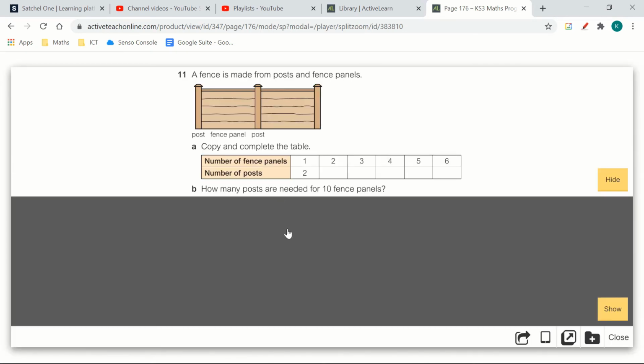Okay, so question 11, we've got fence posts and fence panels. So we've got a post and then a panel and then a post. So the number of fence panels, okay, for one fence panel, we would need 2 posts. For 2 fence panels, yeah, we would need 1, 2, 3 posts and 2 panels. Okay, so work it all the way out to the end, and then work out how many posts are needed for 10 fence panels. Pause the video.